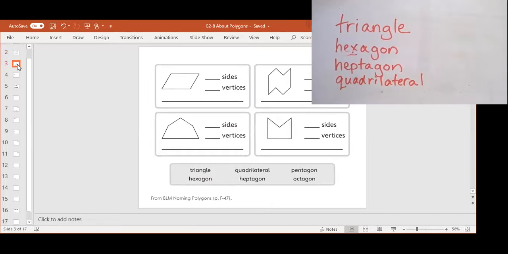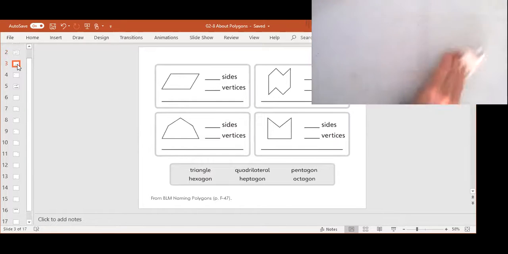And we got a few more here. I'll erase these words. And let's look here. Oh, 1, 2, 3. I think you can see there's 4 sides, 4 vertices. We know that already to be the quadrilateral right here. Okay. Good.